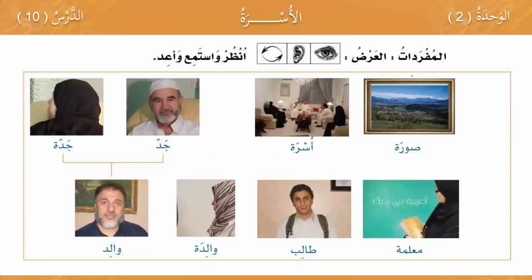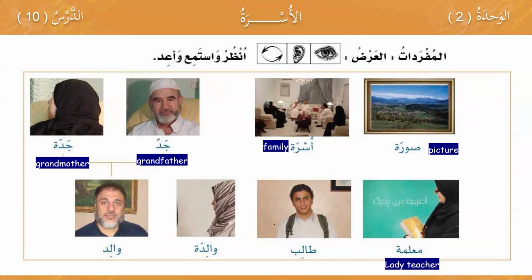Al-mufradatu, that means the vocab. Al-ardu, that means the presentation. Unzur wastami' wa'a'id. Suratun means a picture. Usratun, a family. Jaddun, grandfather. Jaddatun, grandmother. Muallimatun means lady teacher because it has ta marbuta. Talibun, that means a student. And then we have walidatun, that means mother, and walidun, that means father. Similarly, we use the words abun wa ummun, and similarly, we can use the word walidun wa walidatun.